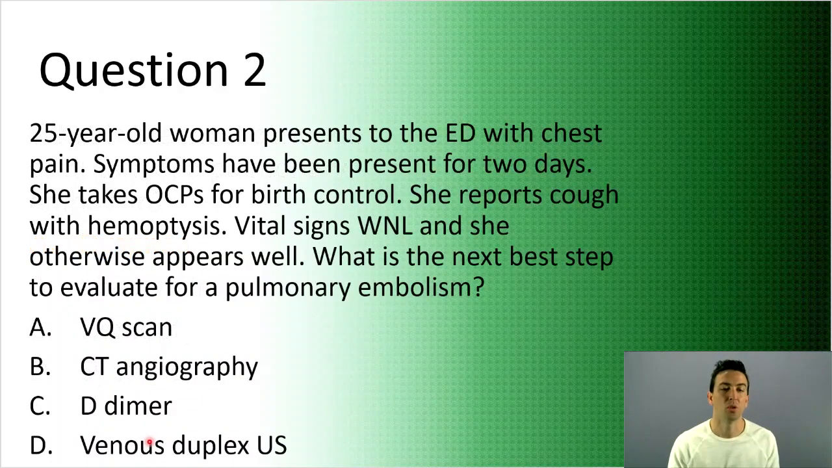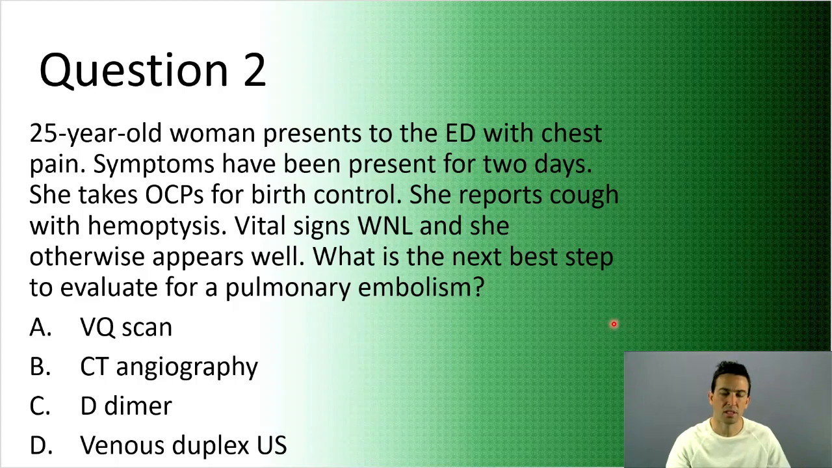Question number 2. So a 25-year-old woman presents to the emergency department with chest pain. Symptoms have been present for 2 days. She takes oral contraceptives for birth control. She reports cough with hemoptysis, vital signs within normal limits. She otherwise appears well. What is the next best step to evaluate for a pulmonary embolism?